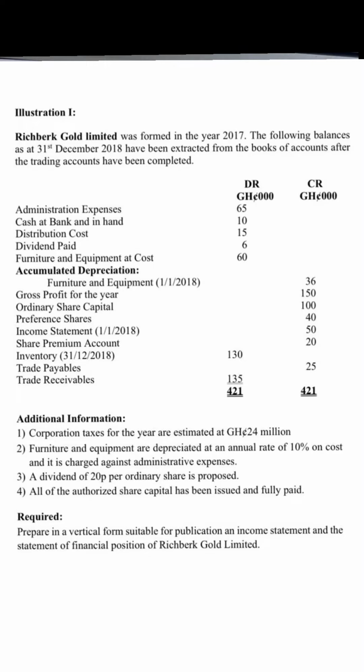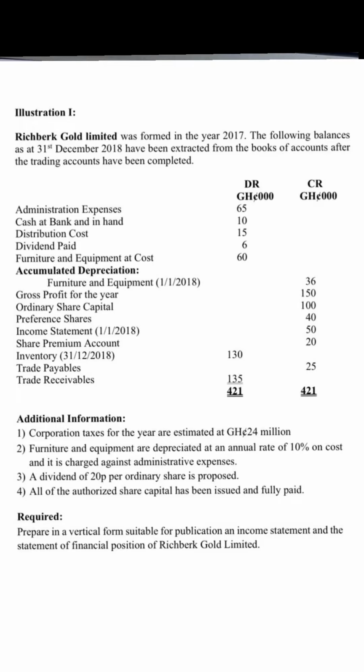Two, furniture and equipment is depreciated at an annual rate of 10% on cost, and it is charged against administrative expenses. Meaning that when you charge the depreciation for the year, on the face of furniture and equipment, this year's depreciation should be captured and added under the administrative expenses. Three, a dividend of 20 pesos per ordinary share is proposed. So this is a proposed dividend.